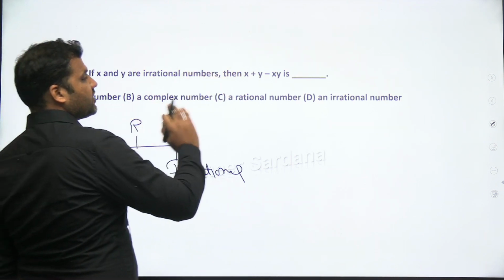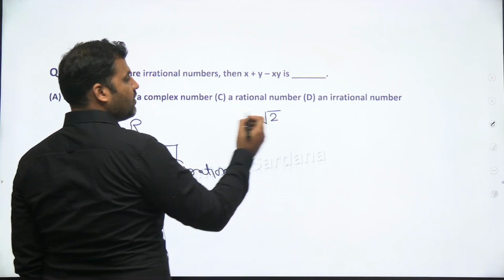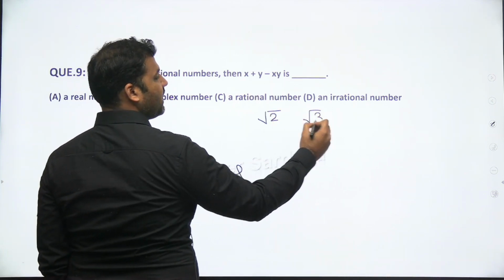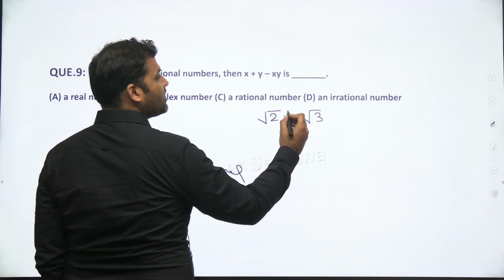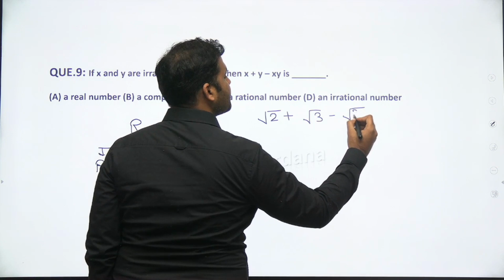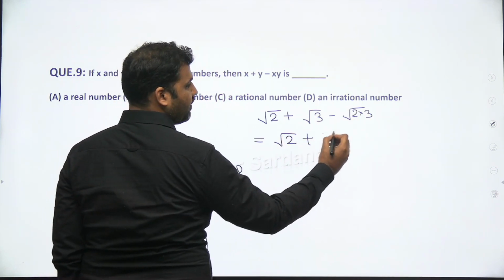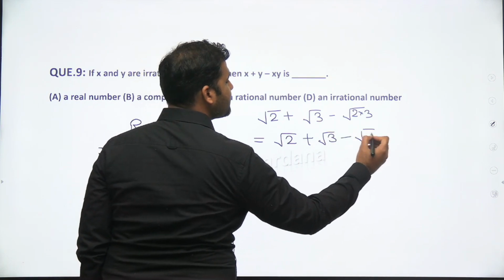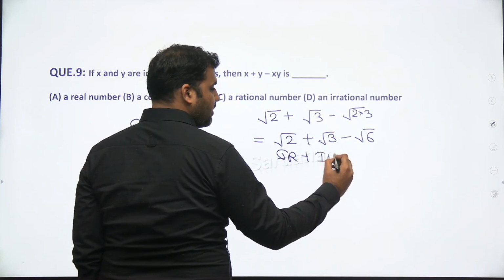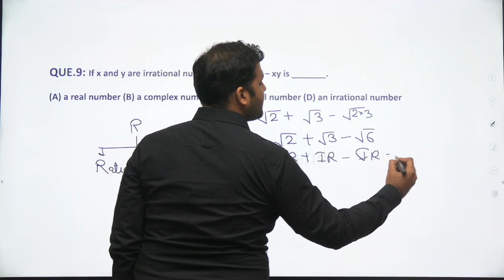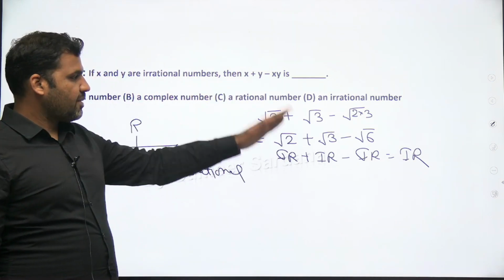Now guys, let's check this expression. See this, if I take x as square root of 2, y as square root of 3, are both irrational numbers? Yes. So can I take x as square root of 2 and y as square root of 3? Yes. Now tell me, if I solve this, will I get a rational or irrational number? See this, root 2 plus root 3 minus root 6. So what do we have? This is an irrational number plus an irrational number minus an irrational number. So the resultant value will be irrational. Okay, so this number can be irrational.